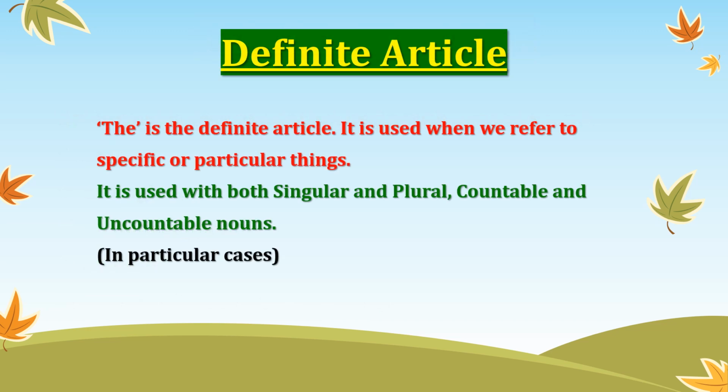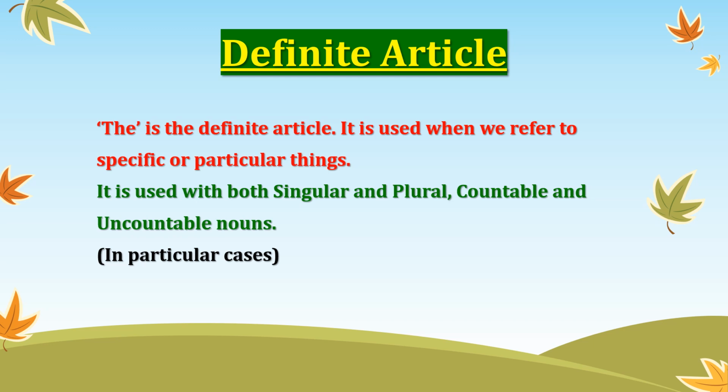Definite article. That means to particularize. And there's just one definite article, that is the. It is used when we refer to specific or particular things. So we cannot use it in general. This article will only be used for specific or particular things.